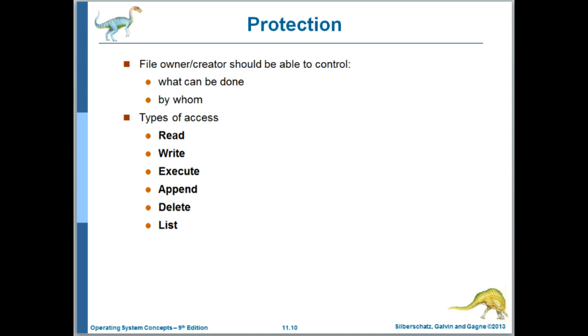So moving on to file protection, the owner, which is typically the creator of a file, should be able to specify what can be done and by whom. These are the types of accesses we could consider. Linux only uses read, write, and execute. Append, delete, list are considered to be subcases of these three main cases.